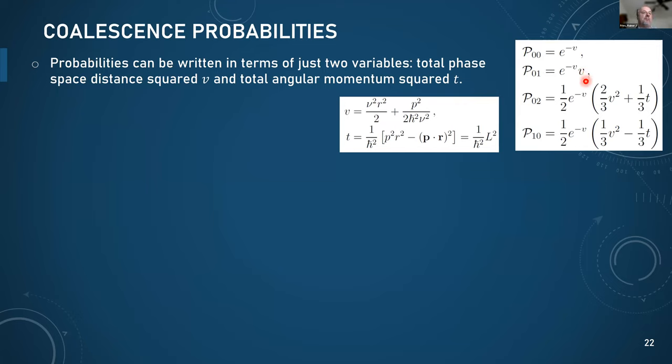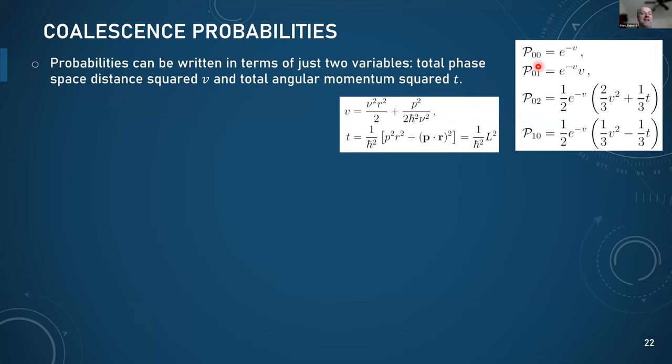Let me just explain what the parameters are. In the end, you calculate probabilities, and they still depend on the central positions of these wave packets: basically the distance vector in coordinate space and the distance vector in momentum space. So you can encode them in these two variables, V and T here, and all of these probabilities depend on those two variables.